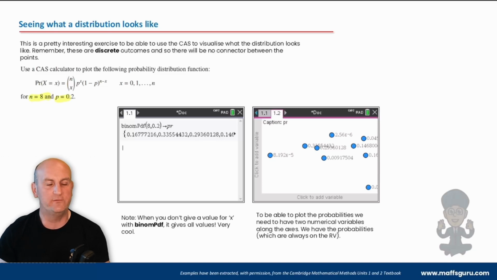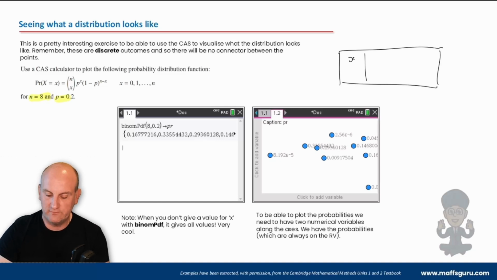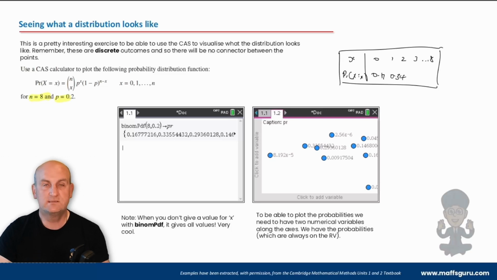So if I now hit enter twice, what we get on our calculator is all the individual probabilities for that table. So really, this is like filling out my x values of 0, 1, 2, 3, all the way up to 8, and my P(X = x). My first value is going to be 0.17 and then 0.34, and so all of my individual probabilities are built up. Now, if you look at the screenshot, what we have to do in the CAS is store that in a variable, and we've called it PR.